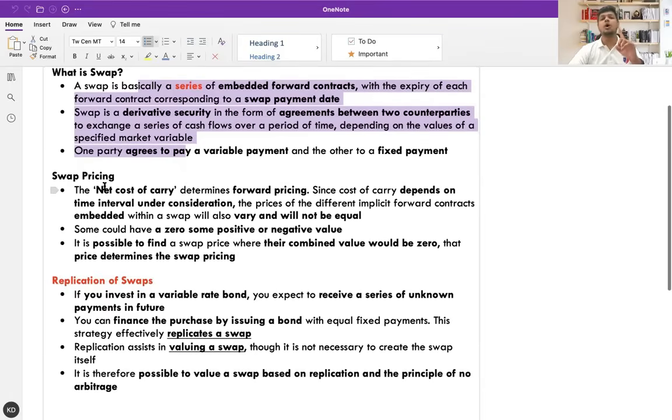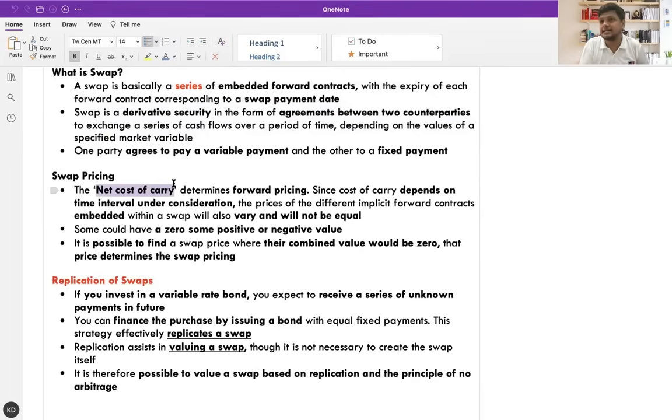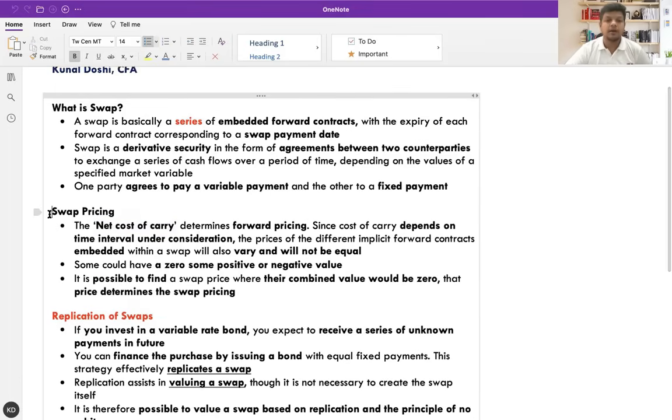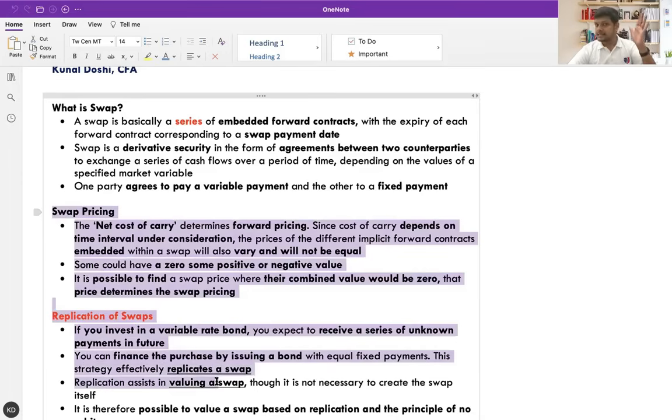But remember, in swap, like in forward and future, the difference is on a net basis. Why is it called net basis? Because we are just going to exchange the net interest change, not the entire interest rate. So it's not going to happen that I'll give you 10, you give me 8. Instead of that, we'll just exchange the difference of 2%. Correct? Yes or no? Everyone? Yes. So this is what we discussed in the swaps.